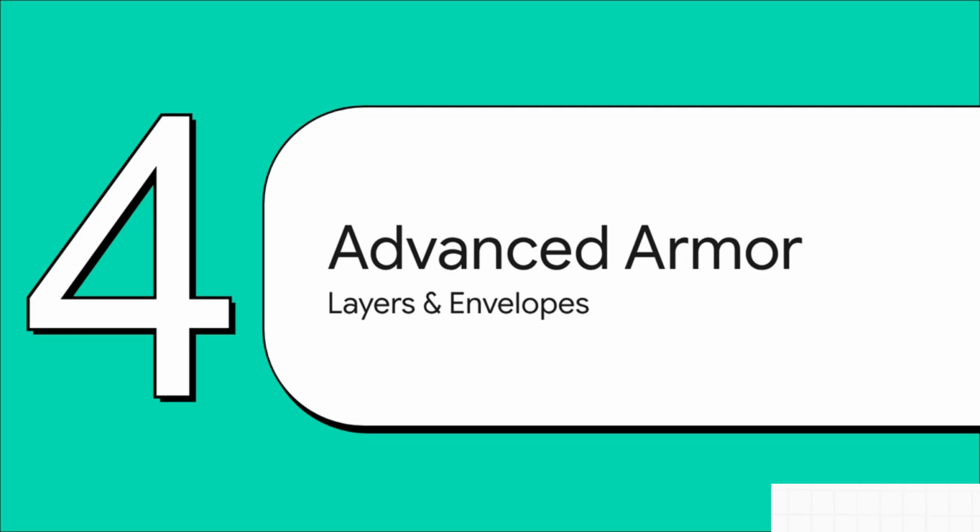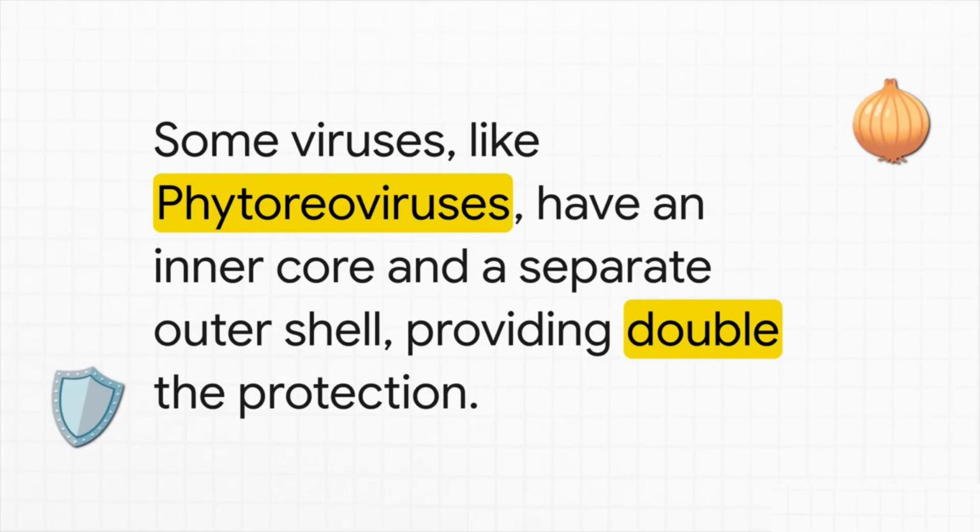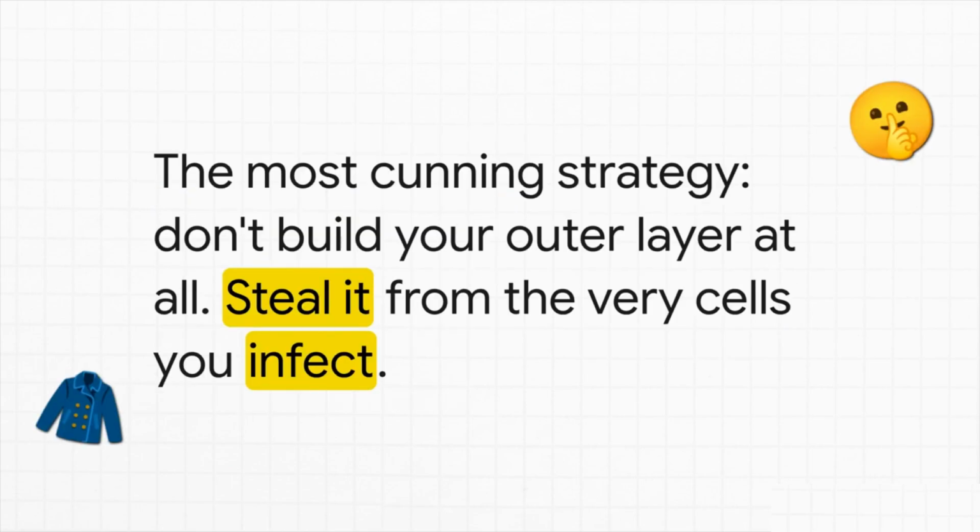But the architectural complexity doesn't stop there. Some viruses have evolved even more advanced defenses, adding extra layers of armor. For some viruses, one protein shell just isn't going to cut it. Viruses like the phytoviral viruses build shells within shells, almost like a Russian nesting doll. They have a tough inner core that holds the genes, which is then enclosed in a completely separate outer shell. We're talking double the protection. But maybe the most cunning defensive strategy is to not build your outer layer at all, but to steal it. And this is where we get enveloped viruses.